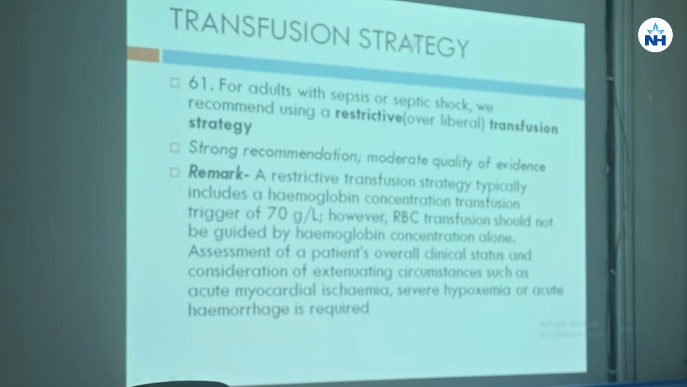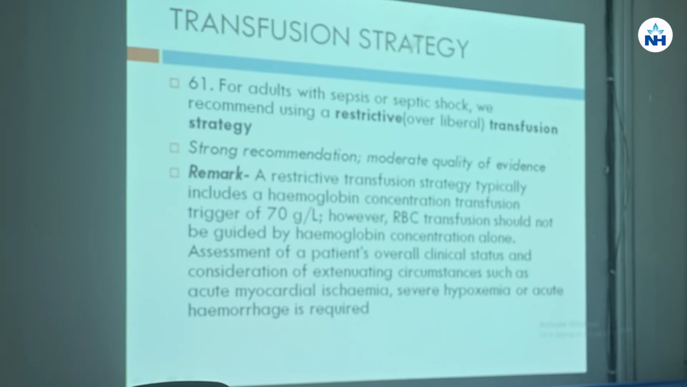For transfusion strategy in adults with sepsis and septic shock, we recommend using a restrictive over liberal transfusion strategy. It is a strong recommendation with moderate quality of evidence. A restrictive transfusion strategy typically includes a hemoglobin concentration transfusion trigger of 70 gram per liter. However, RBC transfusion should not be guided by the hemoglobin concentration alone. Assessment of the patient's overall clinical status and consideration of extenuating circumstances such as acute myocardial ischemia, severe hypoxemia or acute hemorrhage is required.